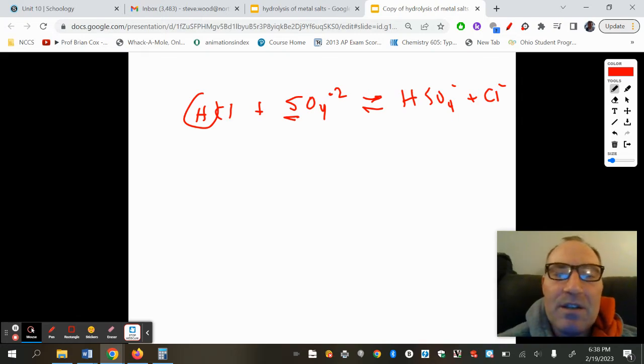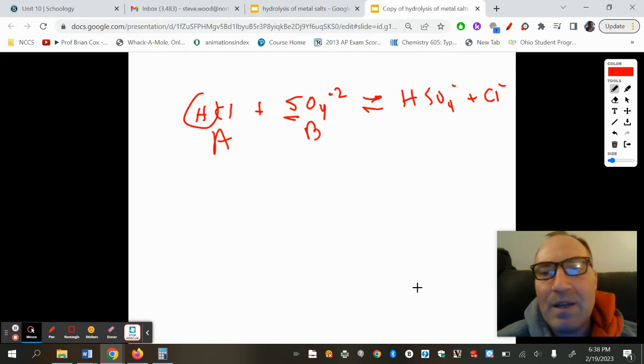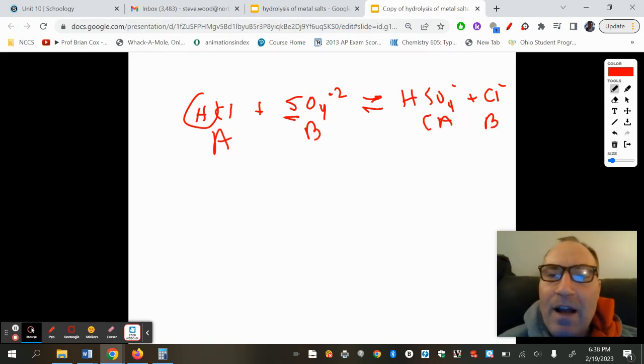So just to clarify right here, this is my acid. This would be my base. This would be its conjugate acid. This would be its conjugate base. What we need to figure out is which direction this goes. Does it lie more on this side or does it lie on this side?